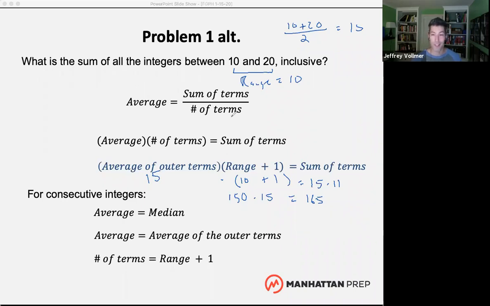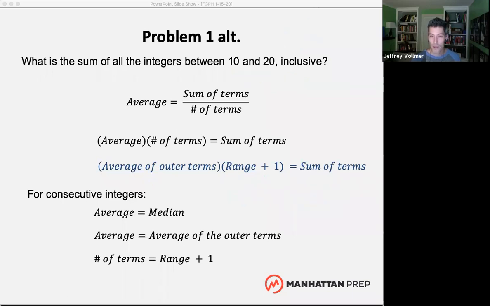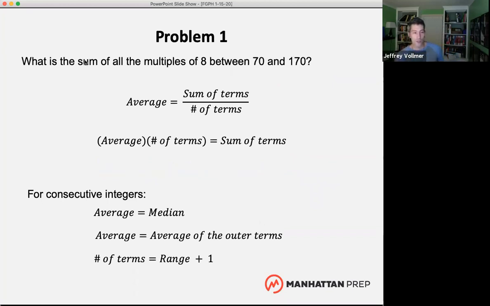Okay. So these principles for adding up consecutive integers actually have a lot of parallels when we add up not consecutive integers, but consecutive multiples of some number. So let's move these principles forward. Now we're going to change this to: what's the sum of all the multiples of 8 between 70 and 170? Well, we're not working with consecutive integers again. We are now working with what I would call a uniformly spaced set, right? All the multiples of 8 come regularly, every 8 integers. And for uniformly spaced sets, again, they're still symmetrical. So the average is equal to the median. The average is equal to the median, and this second bullet still holds too.